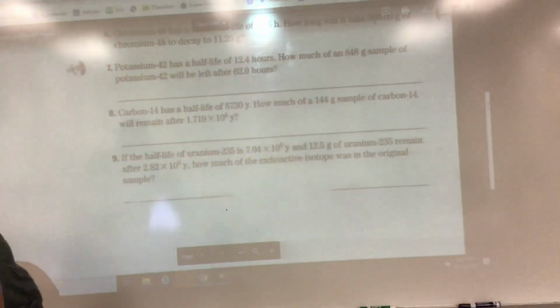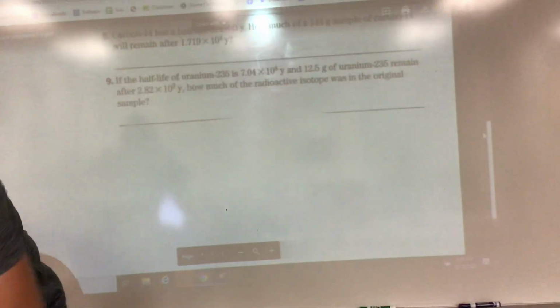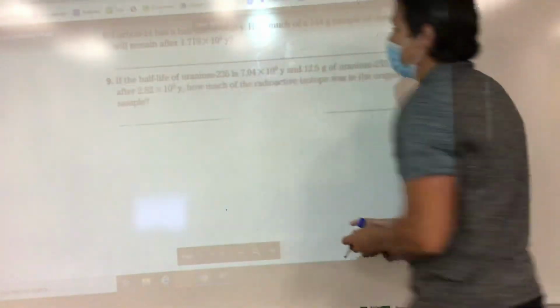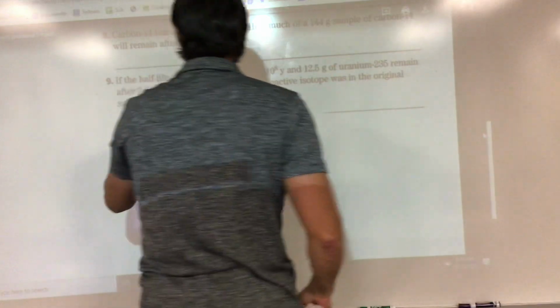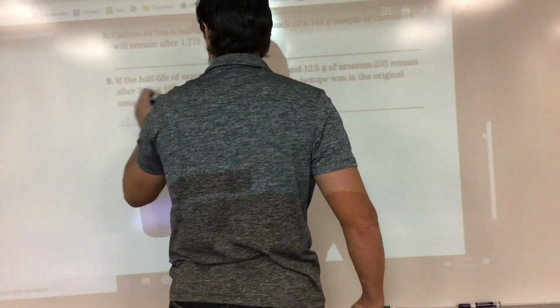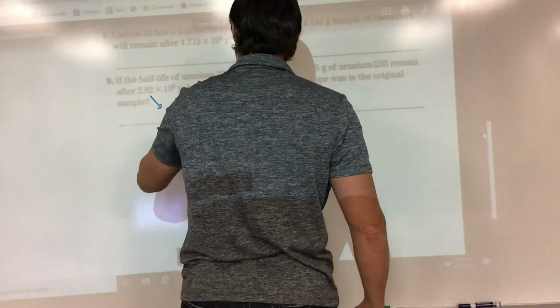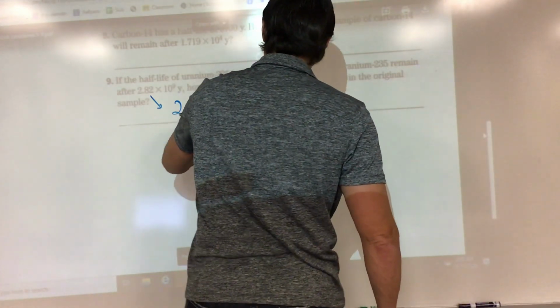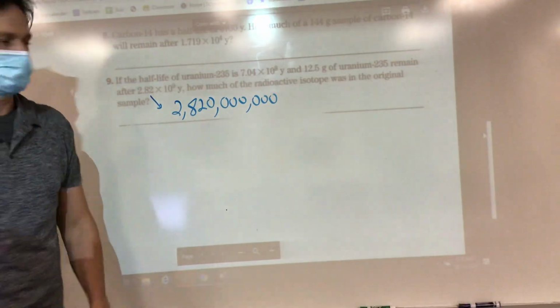Okay, last one on worksheet number 9. Number 9, same thing. Scoot it up. Okay, so I got a giant number again, so I like to factor it out. So let's first factor out this one, which is 9 zeros, or 9 places less. That'd be 820. So that's 2,820,000,000,000 years. Whew, that's a long time.